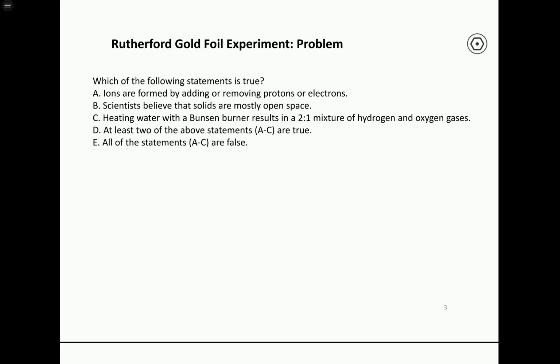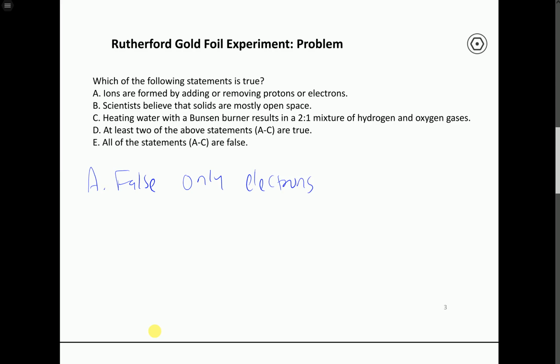All right. So which of the following statements is true? Ions are formed by adding or removing protons or electrons. Okay, so remember that A is false because we can only form ions by removing electrons. So only electrons are added or removed when we form ions. I don't think any of you picked this one, or very few of you picked these ones.